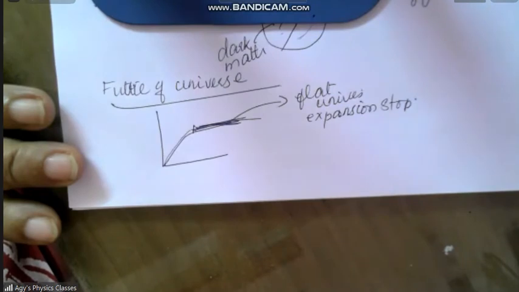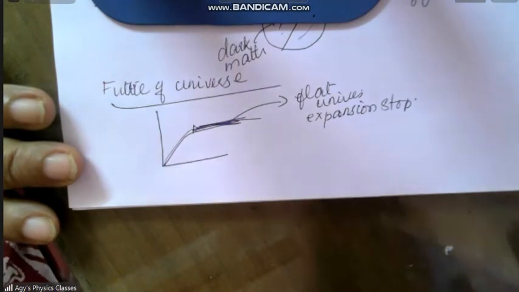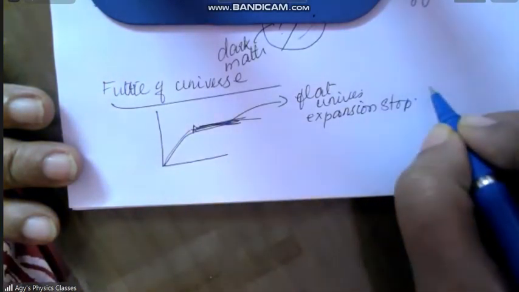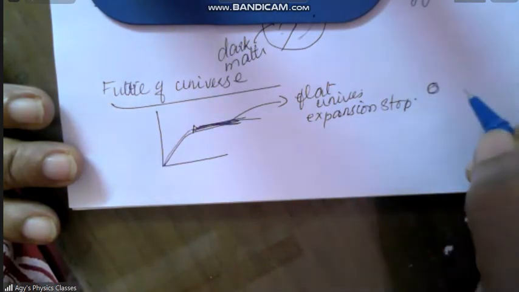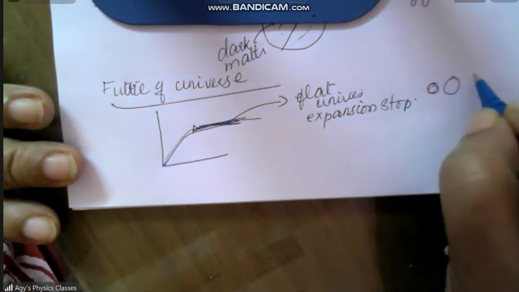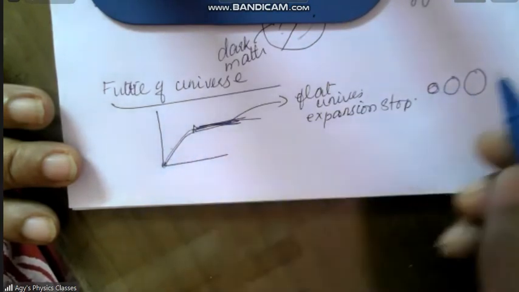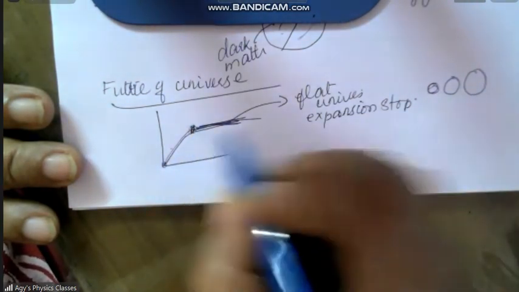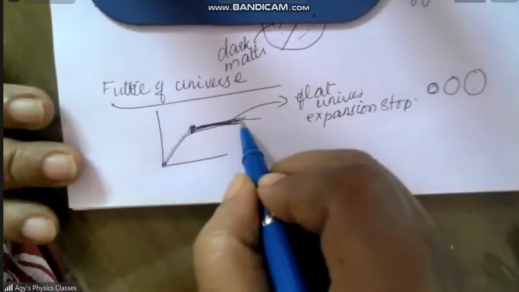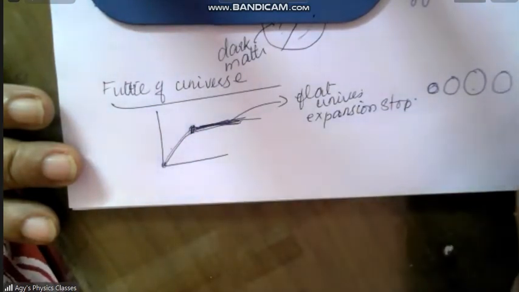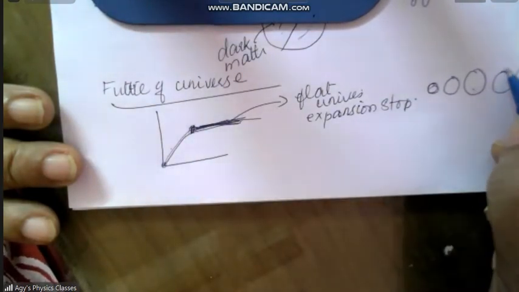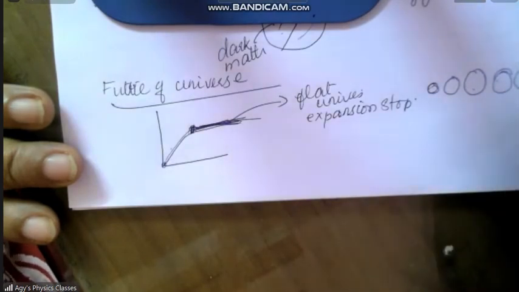Okay, if it gets over, I will send you another link. So this flat universe means if this is the initial size of the universe, it got bigger and bigger, and assume that at this stage it stops. Then what happens? It remains flat. That means the size remains constant. So this is a flat universe.